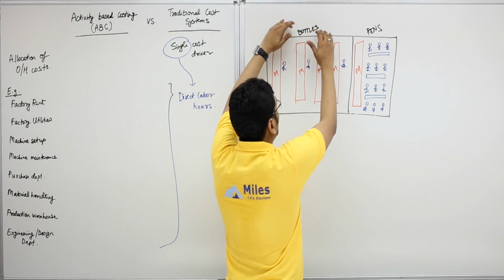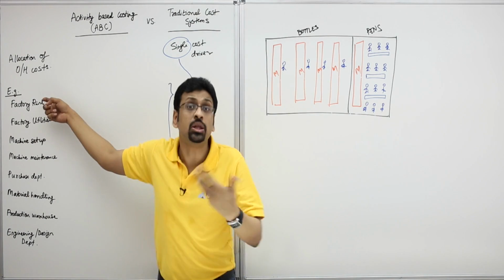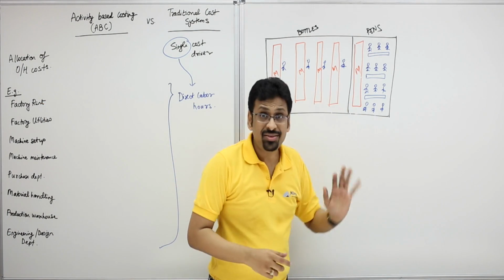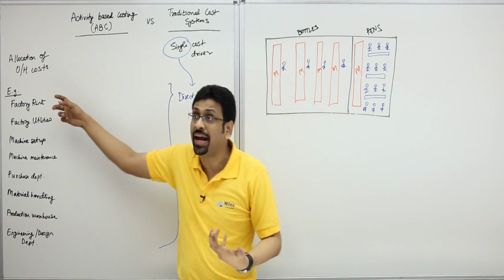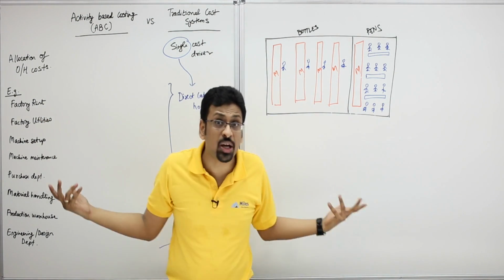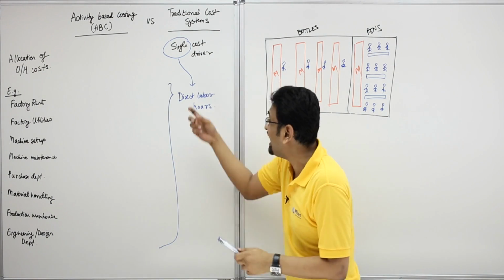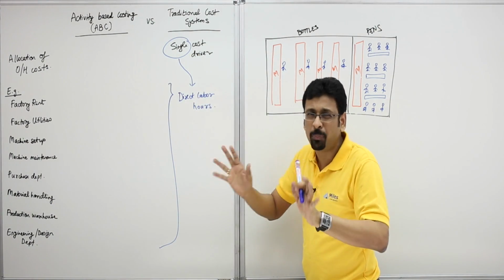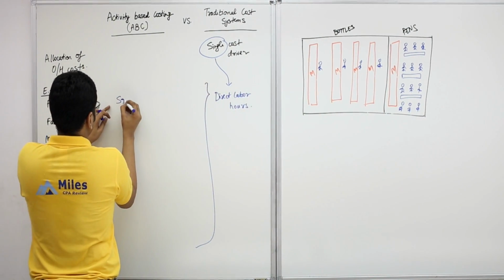So let's say the bottles unit is using 2/3 of the space. So they're going to be getting 2/3 of the factory rent. Pens, they're using 1/3 of the space, little space there. So they're going to be getting 1/3 of the factory rent. That sounds fair and reasonable, more appropriate. So instead of using direct labor hours, which is not an appropriate cost driver here, we'll use square footage of facilities.